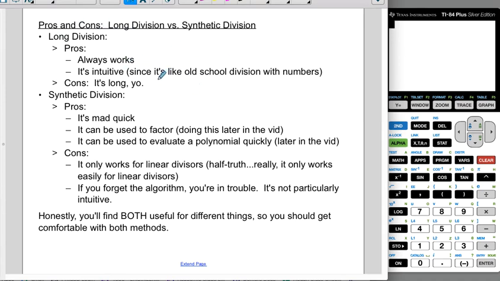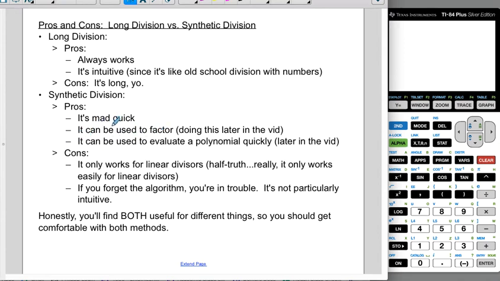It's fairly intuitive because if you remember long division from 4th grade, it's very similar to long division from 4th grade. Cons to long division: it's long. It's called long division. That's in the name. It's going to take a while. Synthetic division, some pros: it's super fast, right? It can be used to factor, which we're going to do later in this video or the next video. It can be used to evaluate a polynomial, which we're going to do later in this video or the next video, right? And then cons: it only works for linear divisors.